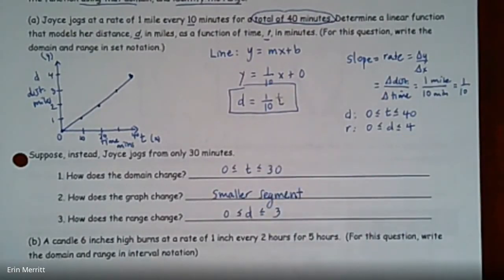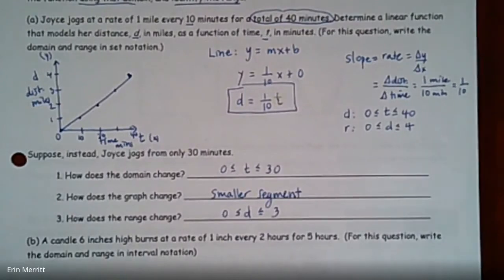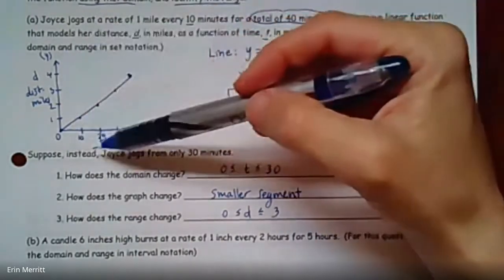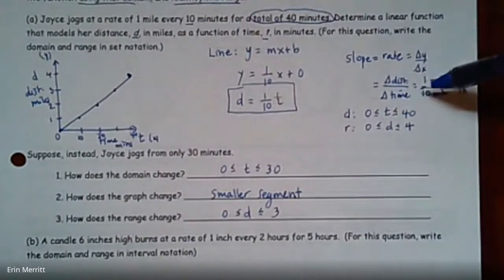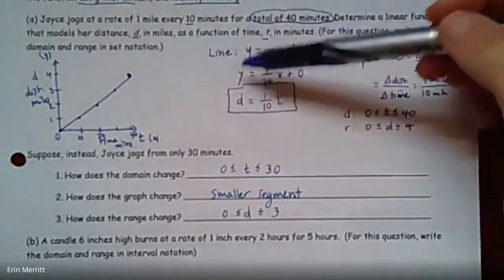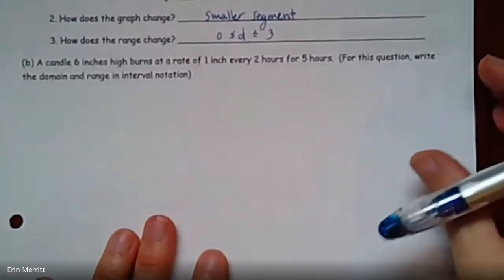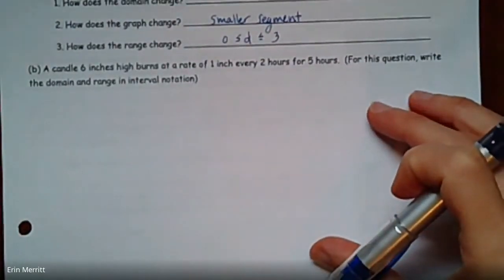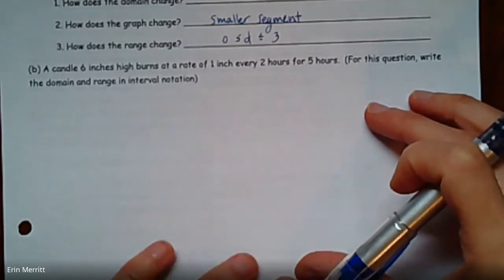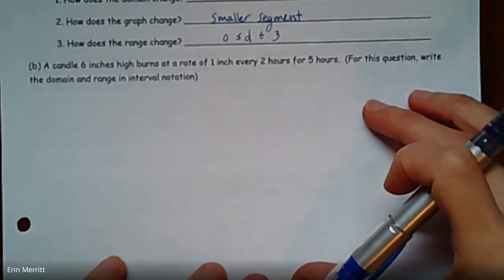All right. Second question. So think about what we did. We sketched a graph, then we calculated the slope based on the graph that we were looking at, then wrote the equation. I sort of want to follow that same format for this next one. So it's saying a candle 6 inches high burns at a rate of 1 inch every 2 hours for a total of 5 hours. Right?